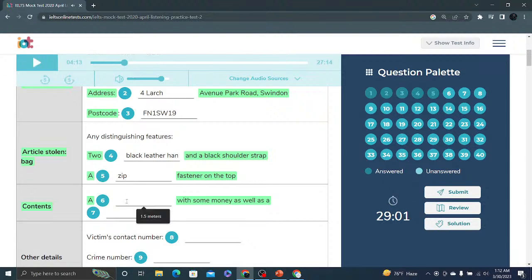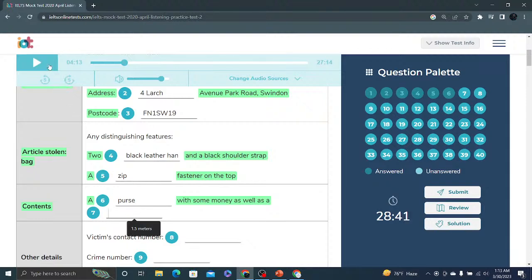So she's saying, I had a purse in it too. So purse would be the answer. Let me put it. Purse. Now let's listen for 6 and 7, then we will listen to them once again.